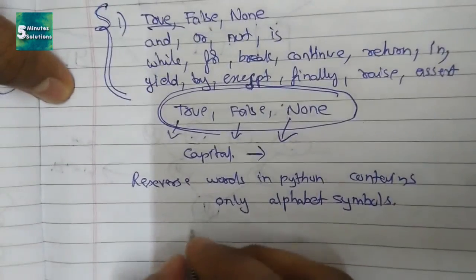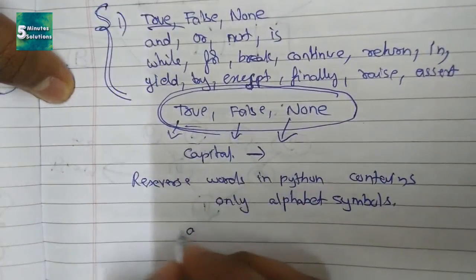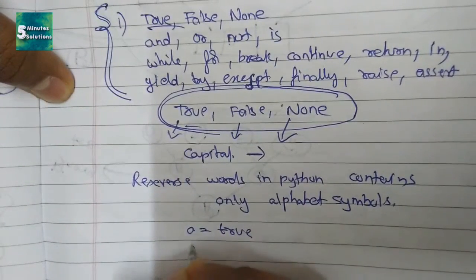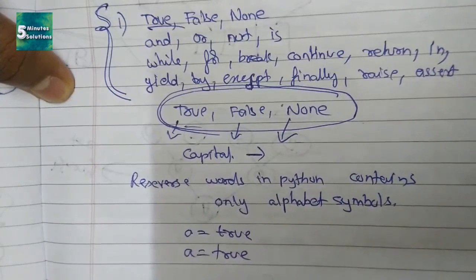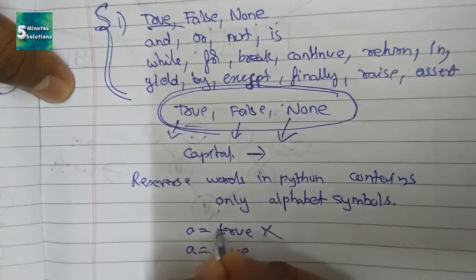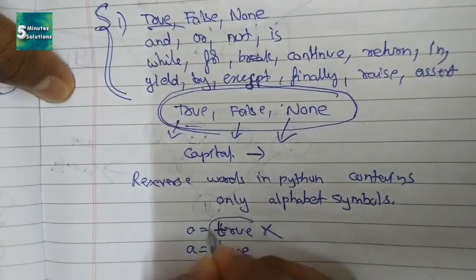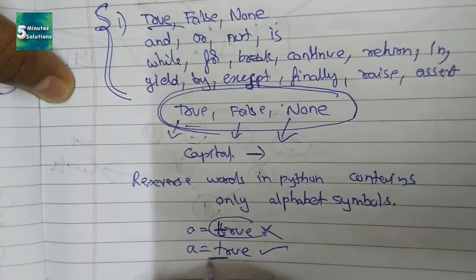And for example, a is equal to true and a is equal to true. Which is the valid one? This is wrong because it is small letter. Okay, and this is right because it is capital.